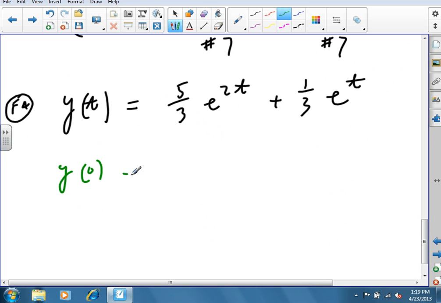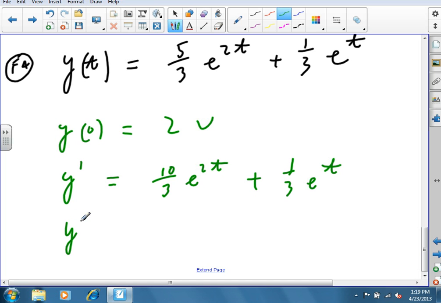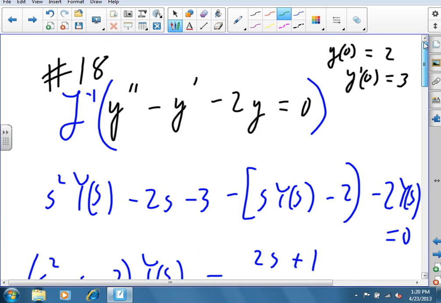Y at 0 is 2, check. Y prime would be 10 over 3 e to the 2t plus 1/3 e to the t. Does it just piss you off? Pisses me right off. Y prime at 0 is 11/3, which is not 3. Oh well, can't have everything, right? All right, back to the top with the red pen.